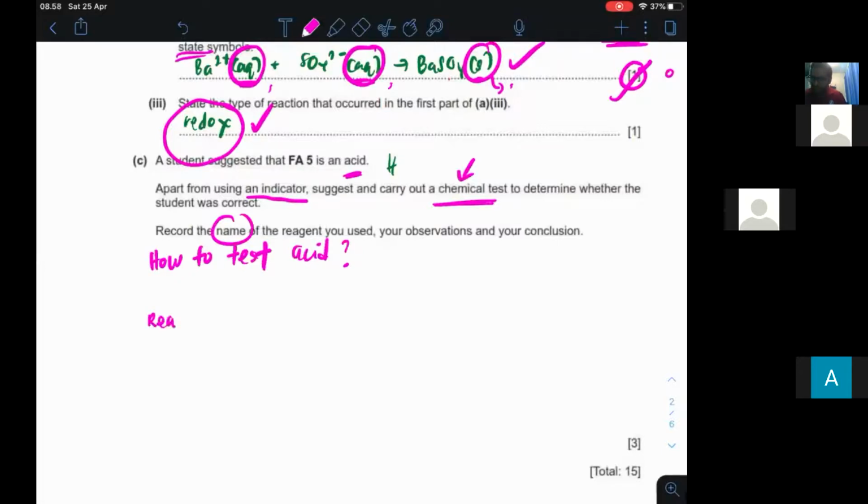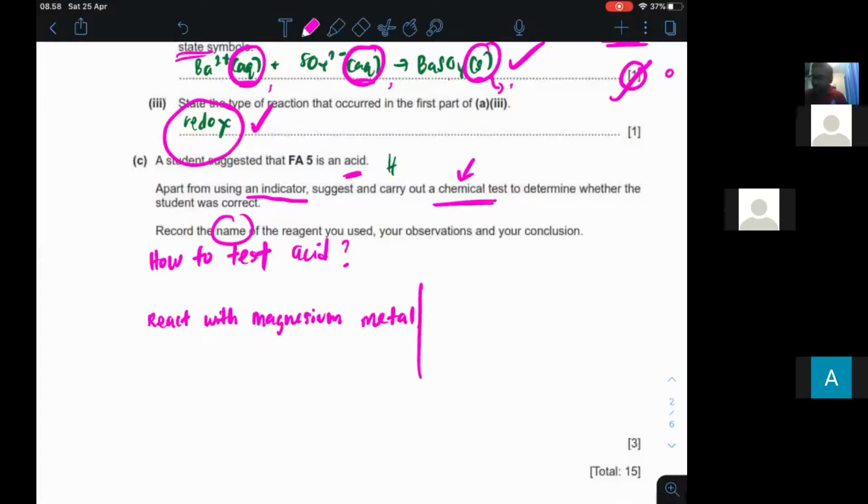Sodium, is it suitable? I think sodium must be reactive. Too reactive, so do not use it, because acid is very reactive with sodium. So I will suggest reacting with magnesium. Okay, react with magnesium metal. So you test. What is your observation and your conclusion?